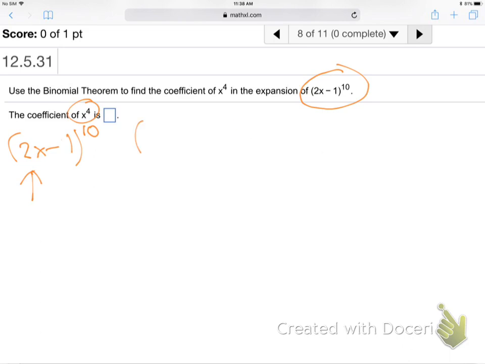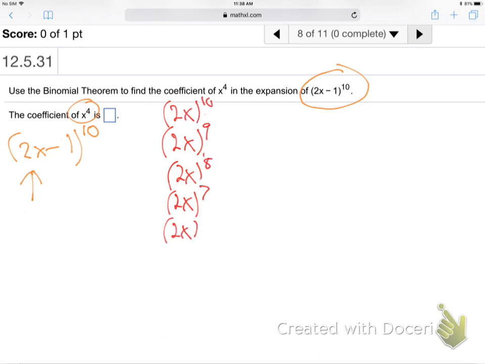We'll take the 2x to the 10th, 2x to the 9th, 2x to the 8th, which I'm going to run out of room here, aren't I? Put one more up here. So 10, 9, 8, 7, 6, 5, 4, 3. Now that, oh no, 4. I need the 4, so I'll stop at the 4. All I need is the 4th power, right? So this is the one I need. This is the one I'm looking for. 2x to the 4th. We get there.